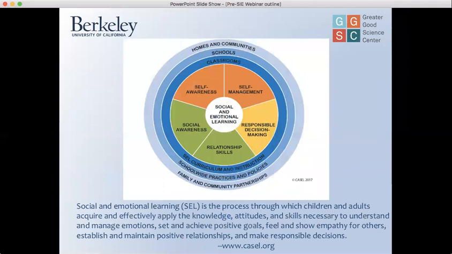So CASEL provides a basic model and definition of SEL that many in the field of education use as a foundation to their work, and I've shown both the model and the definition here on the slide. I want to point out there are literally hundreds of frameworks out there that cover social emotional development that also may include things like character or resilience or positive youth development or cognitive skills. There are just so many frameworks that literally can drive an educator crazy trying to figure them all out. However, CASEL really is the leader in the field, so we're going to focus on this framework for this webinar.